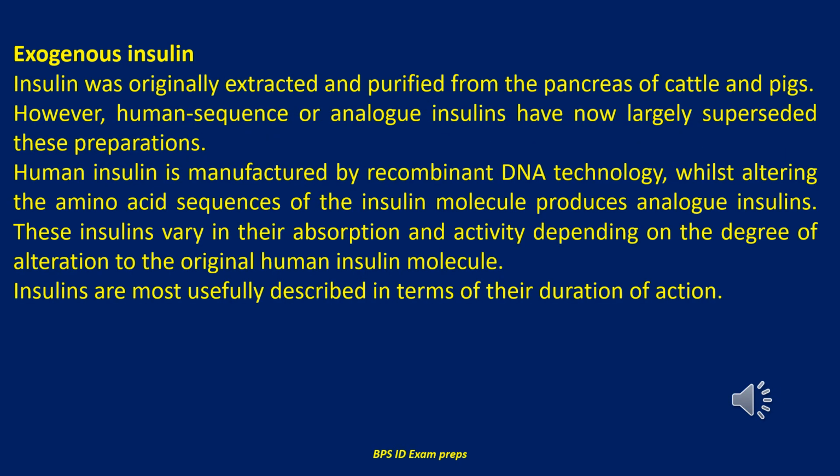Next we will discuss exogenous insulin. Insulin was originally extracted and purified from the pancreas of cattle and pigs. However, human sequence or analog insulins have now largely superseded these preparations. Human insulin is manufactured by recombinant DNA technology, whilst altering the amino acid sequences of the insulin molecule produces analog insulins. These insulins vary in their absorption and activity depending on the degree of alteration to the original human insulin molecule. Insulins are most usefully described in terms of the duration of action.